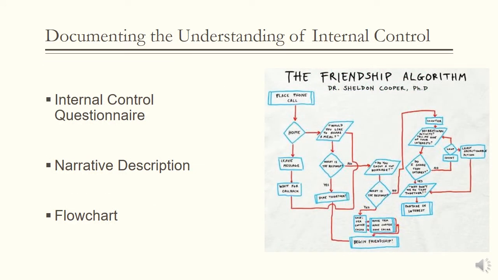So a number of tools are used to document the understanding of internal control, and it is required for auditors to document their understanding of internal control. This is a fundamental portion of the working papers. First is an internal control questionnaire. This is a simple yes/no checkbox. Its benefit is that it's efficient.